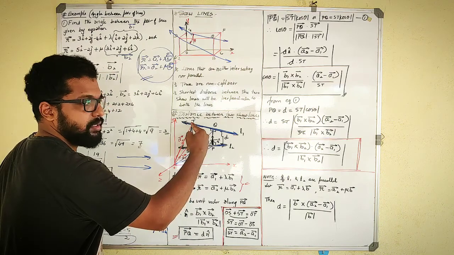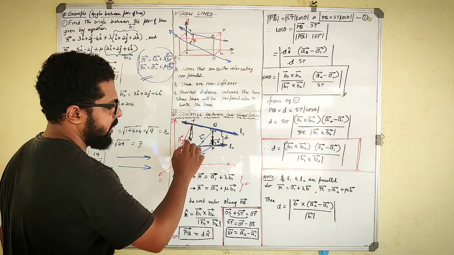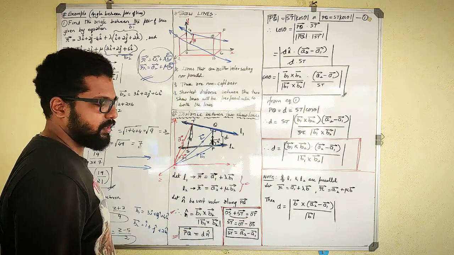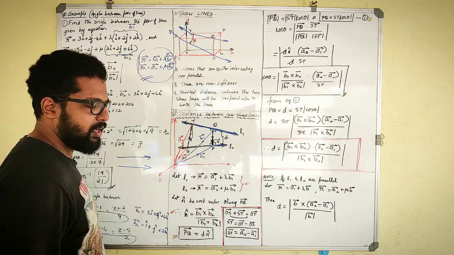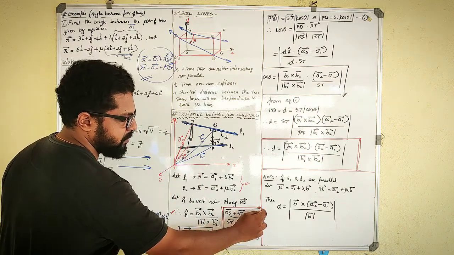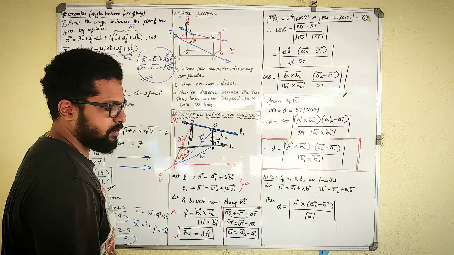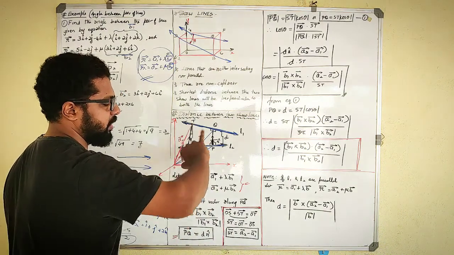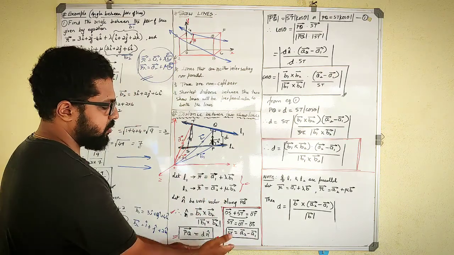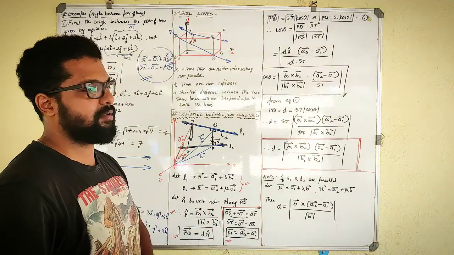That is ST. Let me take the triangle OST. In triangle OST, OS vector plus ST vector is equal to OT vector. Moving the OS vector to the other side, ST vector is equal to OT vector minus OS vector. OT vector is A2 and OS vector is A1, substituted here. So I found another formula for ST: ST vector is equal to A2 minus A1 vector. Clear?